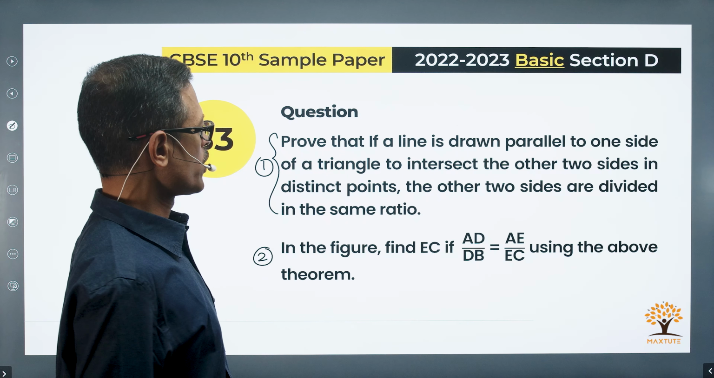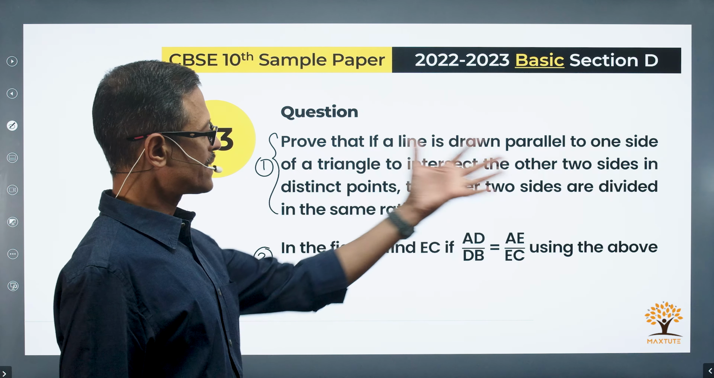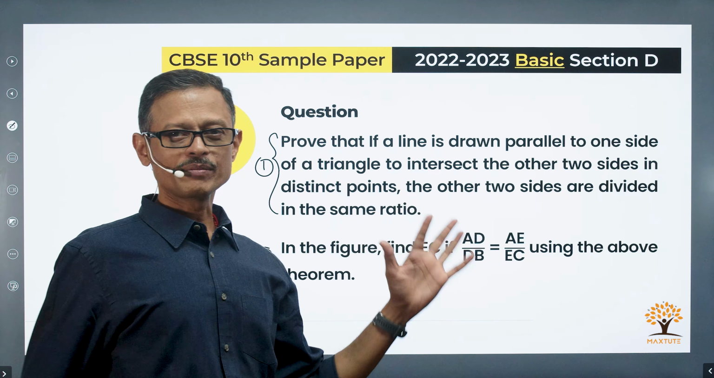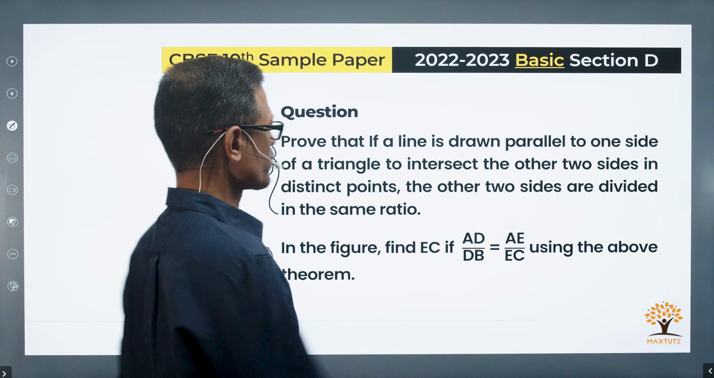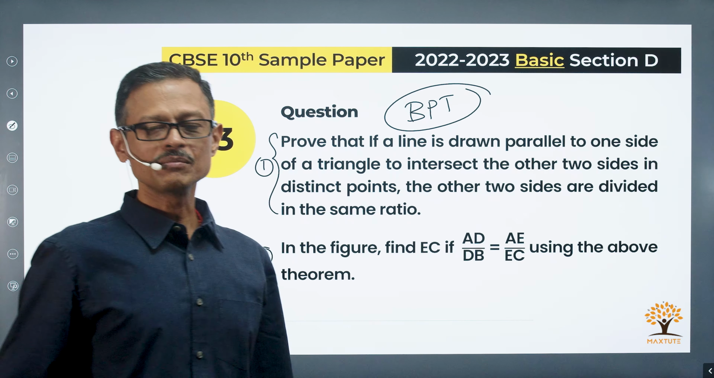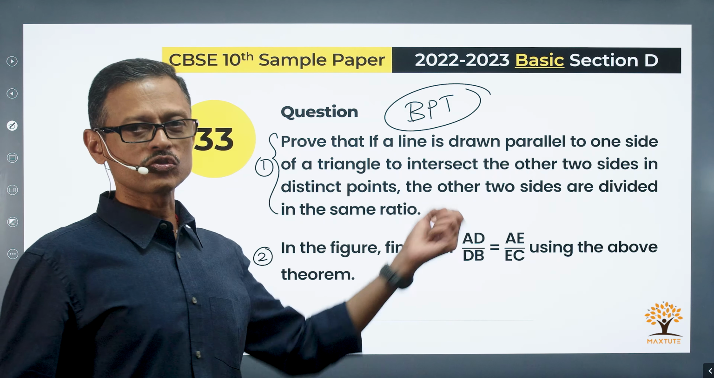Prove that if a line is drawn parallel to one side of a triangle to intersect the other two sides in distinct points, then the other two sides are divided in the same ratio. Recall what this is. We're talking about basic proportionality theorem, right? So we're going to prove basic proportionality theorem. That's going to give us a significant amount of marks for this question.